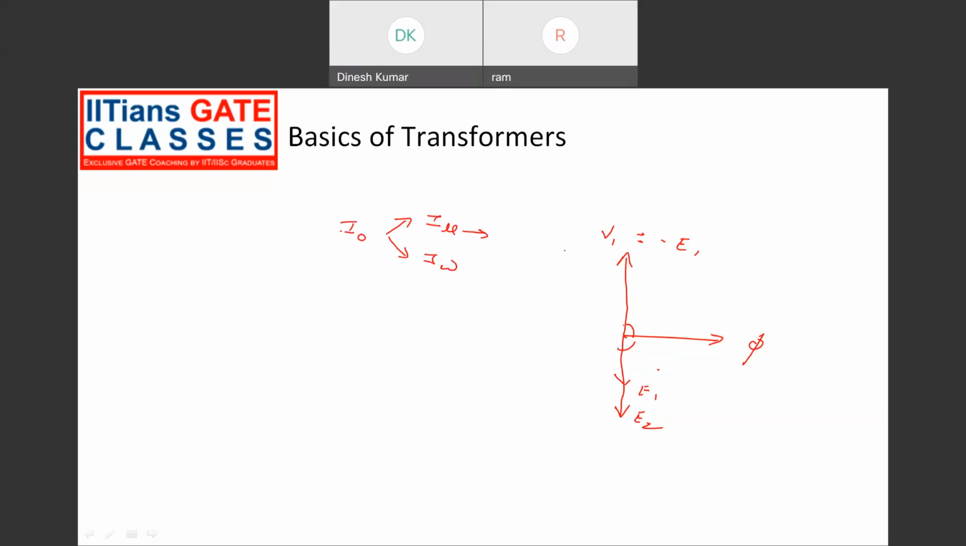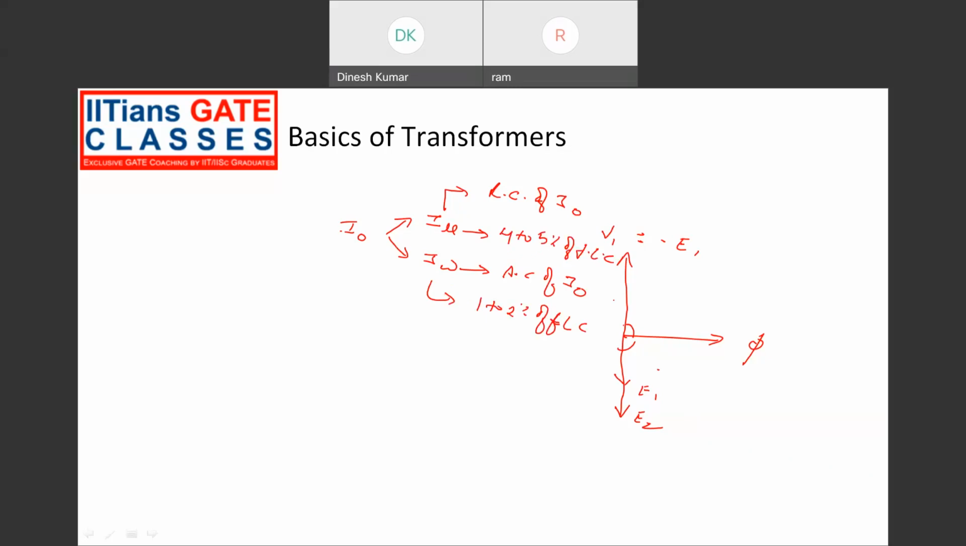This component is called the magnetizing current, which is needed to supply the working flux in a core. IW is the active component current, which is required to supply the iron losses. This is called the reactive component of I naught, and this is called the active component of I naught. The magnetizing current is generally around 4 to 5 percent of full load current, and the active component is around 1 to 2 percent of full load current.